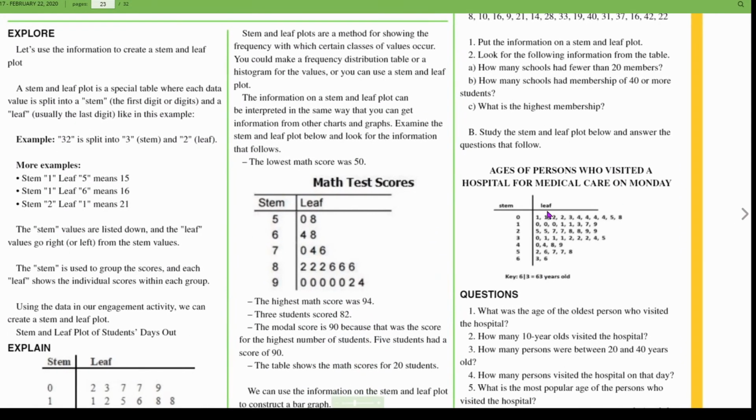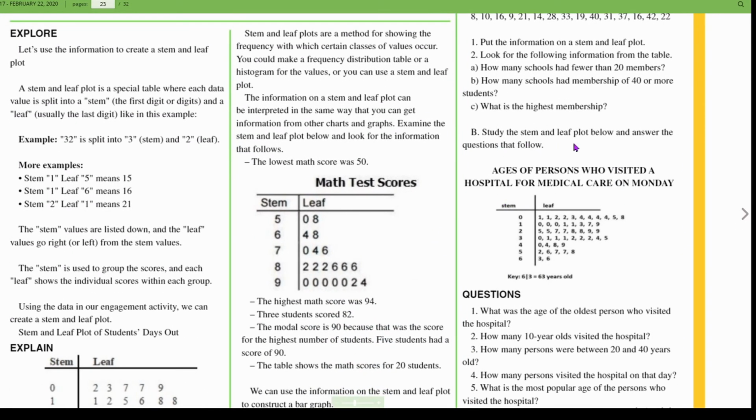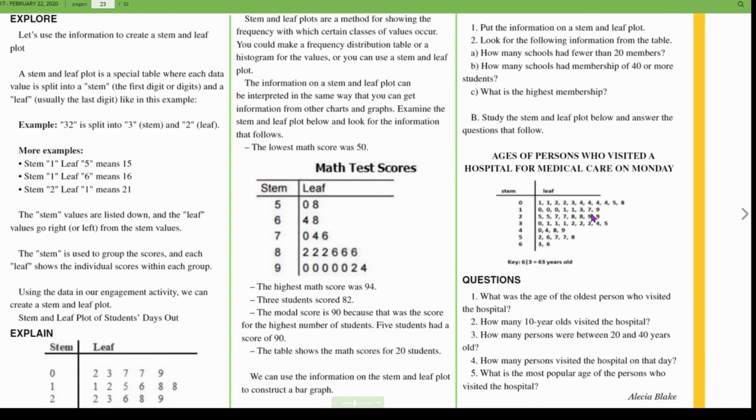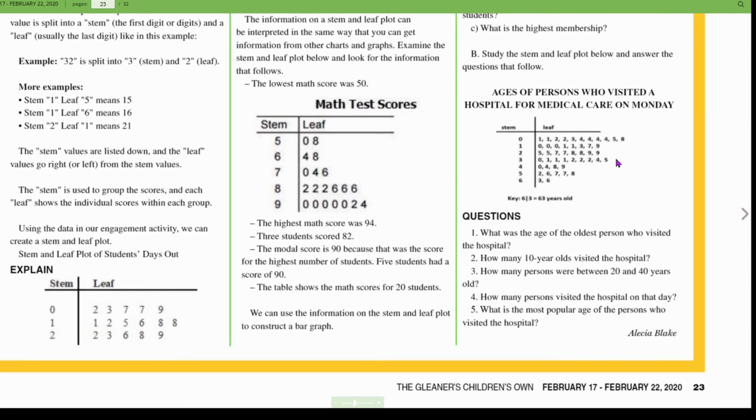B, study the stem and leaf plot below and answer the questions that follow. Ages of persons who visited a hospital for medical care on Monday. And here we have the stem and leaf plot here. And there is a key. So we have 6 and 3 here. It says 63 years old. All right, so let's go with this now.